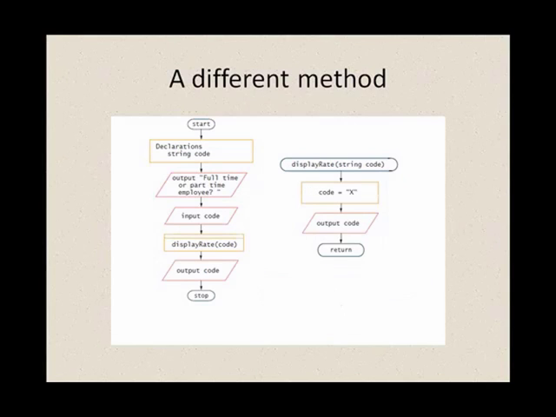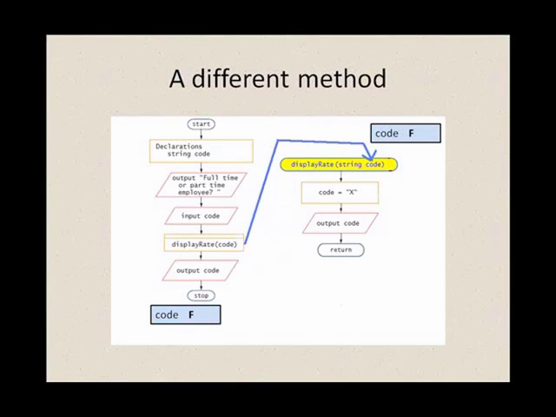Let's look at one more program that uses a slightly different method. We'll start the program, declare code, prompt the user, and let's say this time the user inputs an F. We will pass the code as an argument to displayRate. In this version of displayRate, the parameter happens to have the same name as the argument had in the main program, so the local copy of code gets an F. But in this version of the method, code is forced to X no matter what it was when it came in, so when we output code, an X is output.